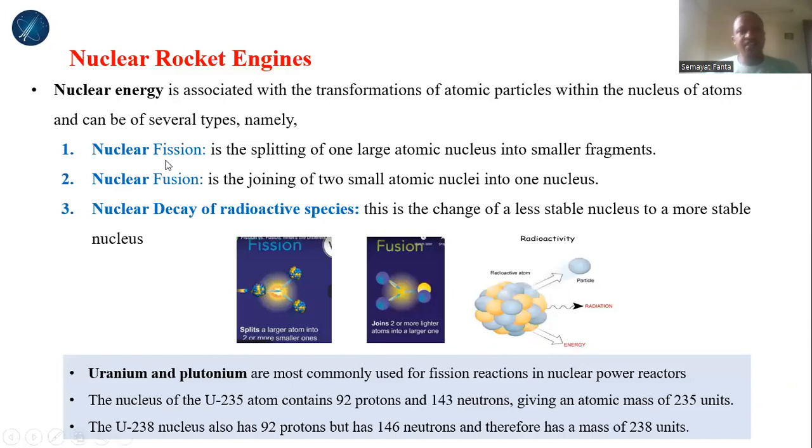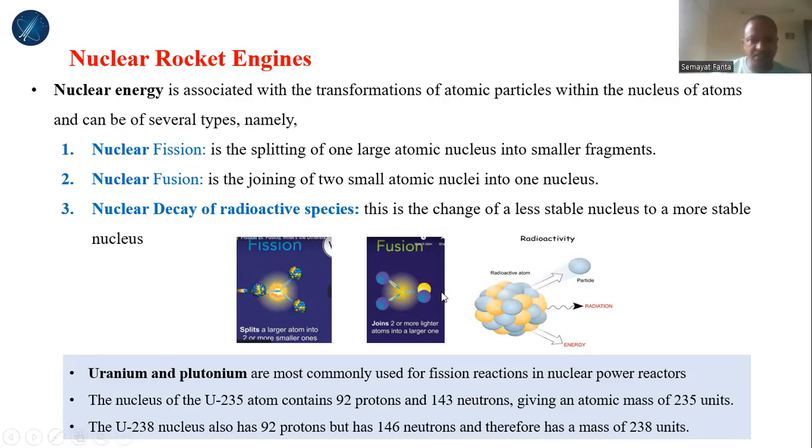And there are three kinds of nuclear reaction: fission, fusion and radioactive decay. So these are the three processes. When I say fission, it is just a splitting of one large atom into small fragments. When I call fusion, it is just joining of two small atoms to create a bigger one. Radioactive decay is the change of a less stable nucleus to a more stable nucleus.